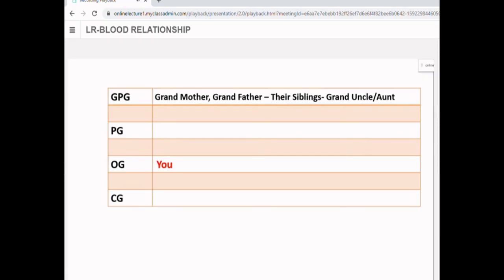Grandmother, grandfather. You may have maternal grandmother, maternal grandfather, paternal grandmother, and paternal grandfather. But then that will go here. Maternal means mummy's side. Mummy's daddy is maternal grandfather. Mummy's mummy is maternal grandmother.